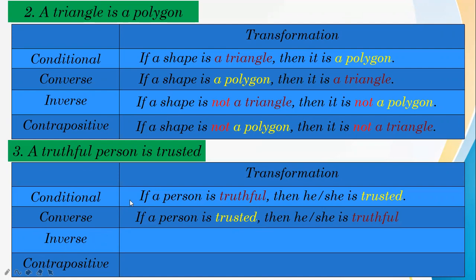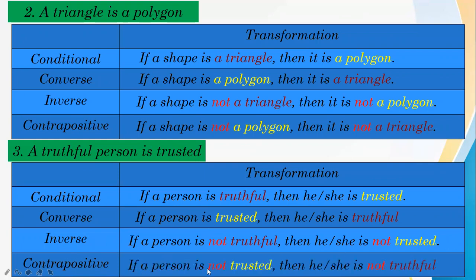How about the inverse statement? So this will be your inverse statement. If a person is not truthful, then he or she is not trusted. So insert the word not using the conditional statement. And then we have the contrapositive. All you have to do, using the inverse, is interchange the hypothesis and the conclusion. If a person is not trusted, then he or she is not truthful. So this will be your contrapositive statement.